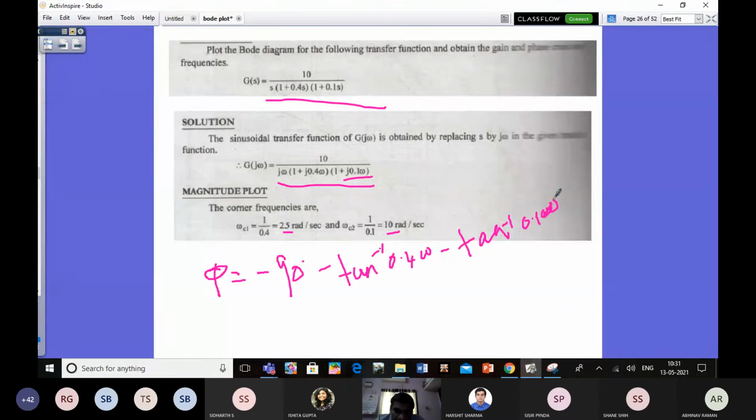What is the minimum phase angle here? Substitute omega equal to 0. What is the phase angle? And omega equal to infinity, what is the maximum phase angle? Minus 90 and minus 270. Very good, dear. That's all.